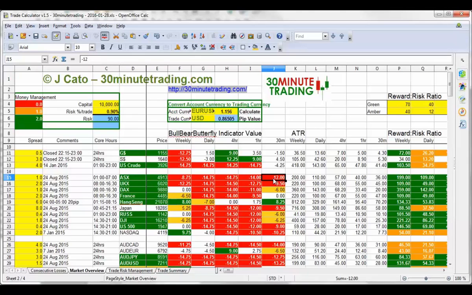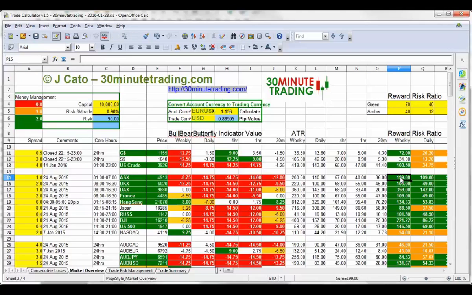And let's further look at the average true range. From a weekly point of view, the average true range was 200 pips. And from a daily point of view, it was 110, and 57 on the 4 hour, 40 on the 1 hour, 36 on the 30 minute.